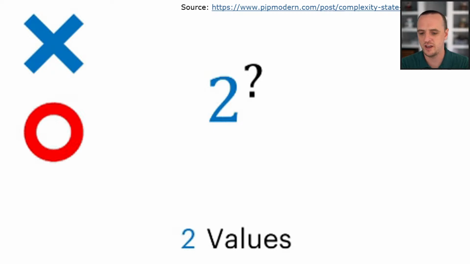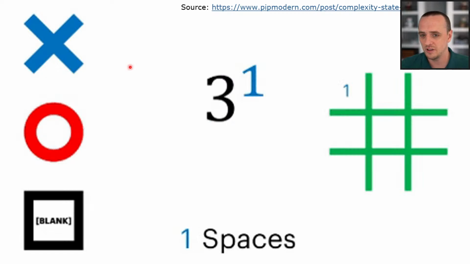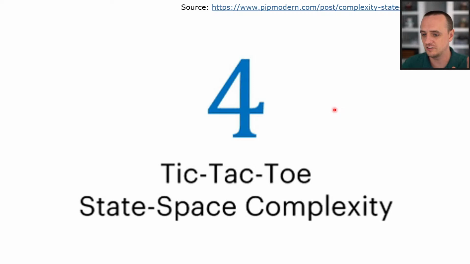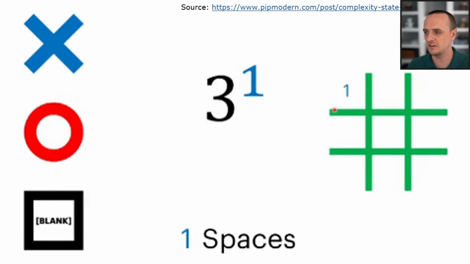Here is estimating the state space complexity of the game tic-tac-toe. In tic-tac-toe, there are three possible values at any space on the board: either X, O, or blank. And on the board, there are 9 possible locations. So for every location, there are 3 possibilities. 3 to the power of 9 is approximately 10 to the power of 4. So there are a few thousand states in the state space of tic-tac-toe. We usually work in orders of magnitude, so for tic-tac-toe we say that the state complexity is approximately 10 to the power of 4. Some people say 4. So that's the state space complexity.